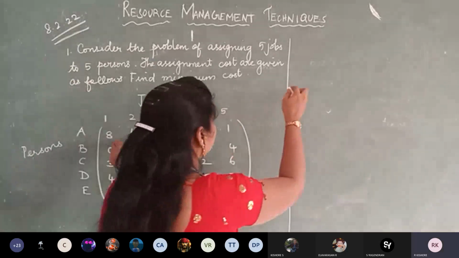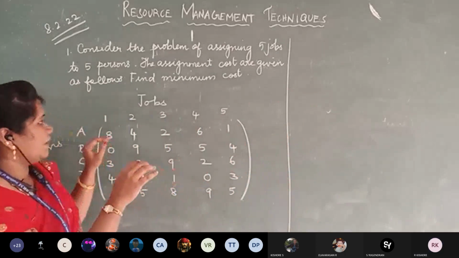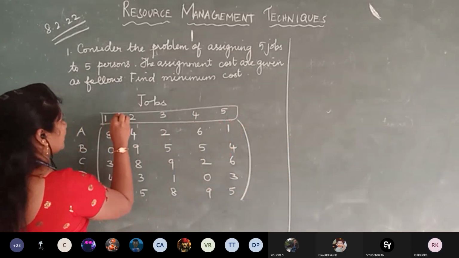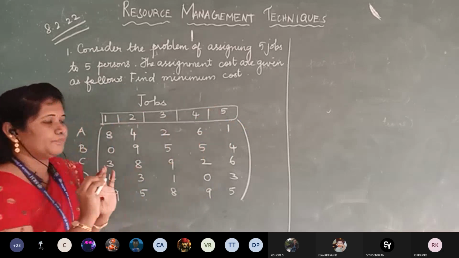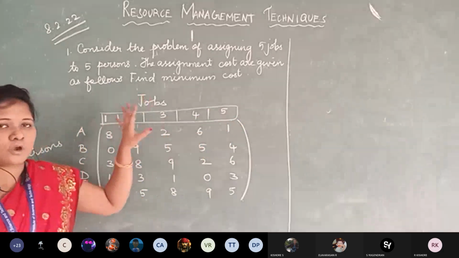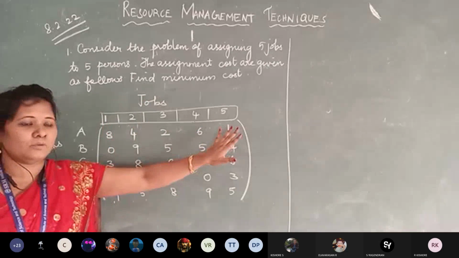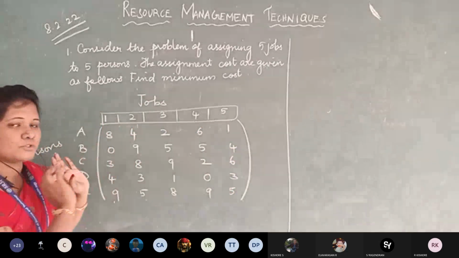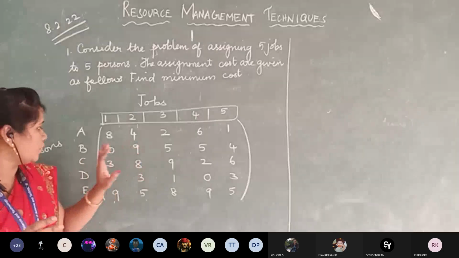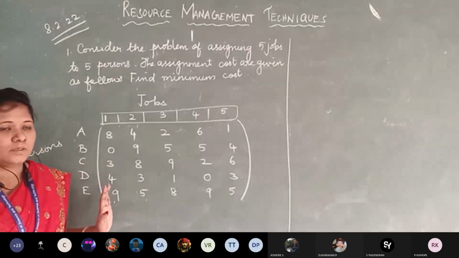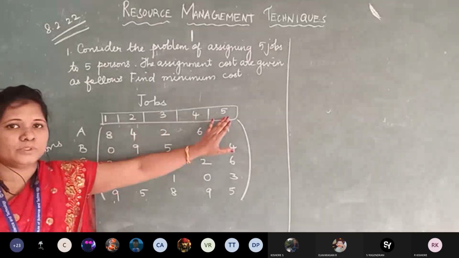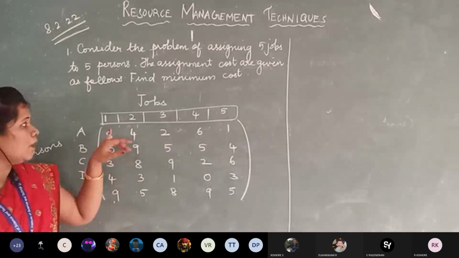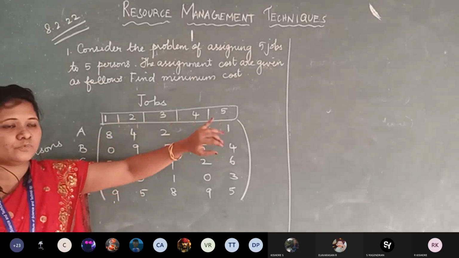Ma'am, when you say minus 1, that is the jobs, are they saying? That is the jobs. That is not related with the problem. They have given you jobs 1, 2, 3, 4, 5. This is the matrix which is given. Similarly the persons here are not included. Only these rows which are given in the matrix form. These are the assigned values for the jobs.